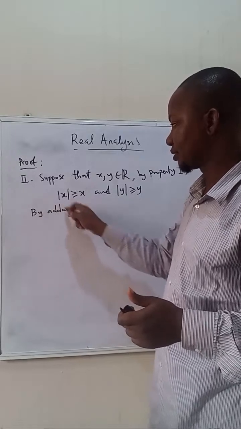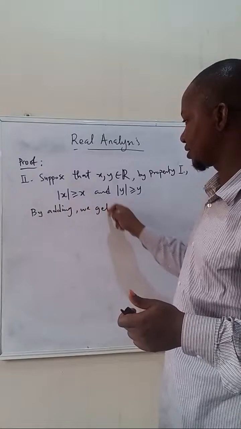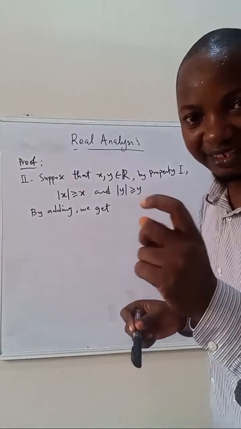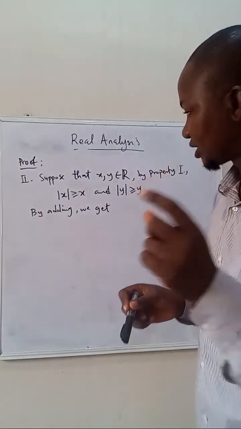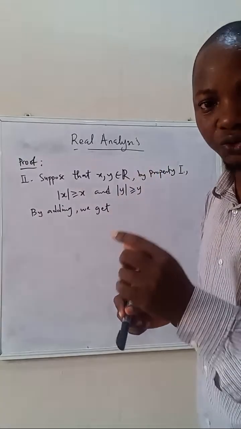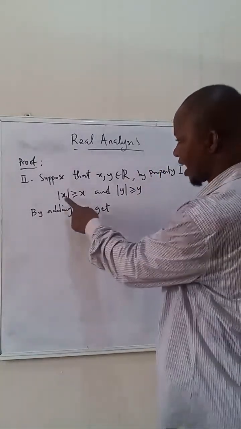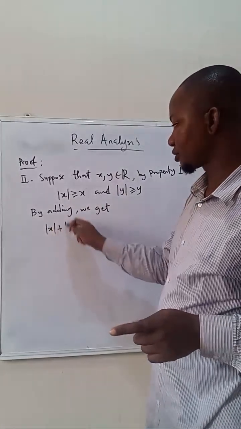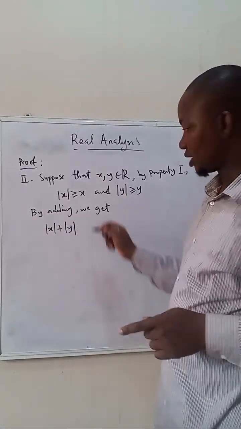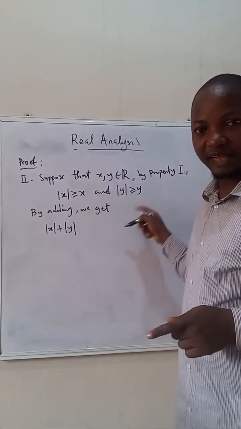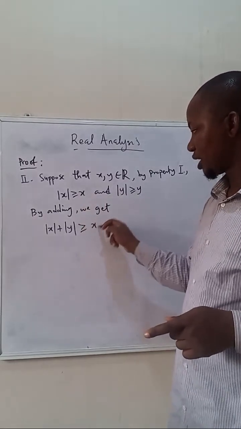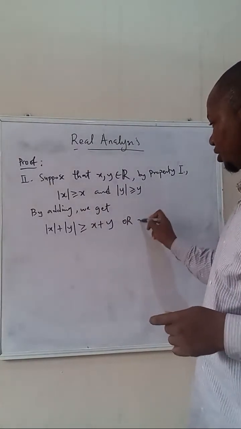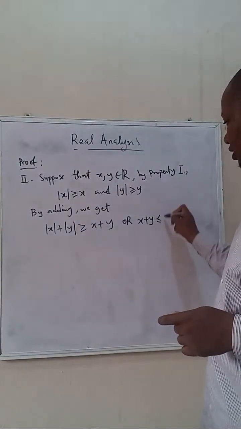By adding, we get, I want to add these two inequalities together. And we can add them together because both of them have the same order, the same order of inequality, that is greater than or equal to. Okay? So it means I can add this and this together. And that will be x plus y. Or we can interchange this to be x plus y is less than or equal to this.